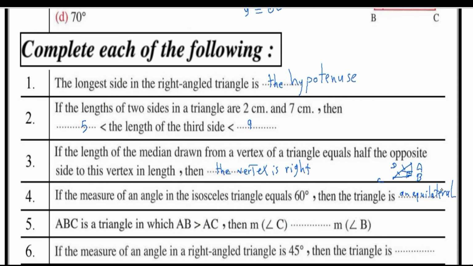ABC is a triangle in which AB is greater than AC. Measure of angle C versus measure of angle B. The opposite side of C is AB, and the opposite side of B is AC. We are given AB greater than AC, so this angle is greater than that one. In a triangle, if one side is greater than another, then the angle opposite the first is greater than the angle opposite the second.